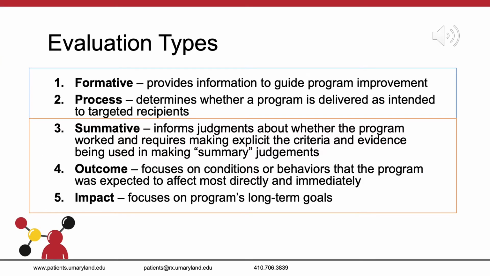Evaluation can be classified into 5 types by intended use: formative, process, summative, outcome, and impact. Formative evaluation provides information to guide program improvement, whereas process evaluation determines whether a program is delivered as intended to the target recipients. Formative and process evaluations are appropriate to conduct during the implementation of a program.